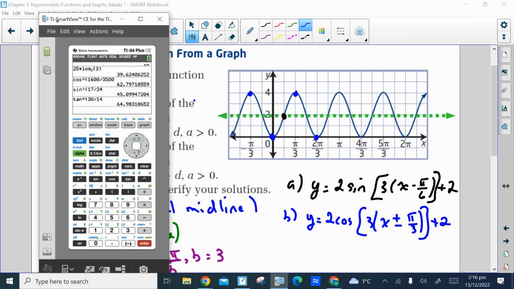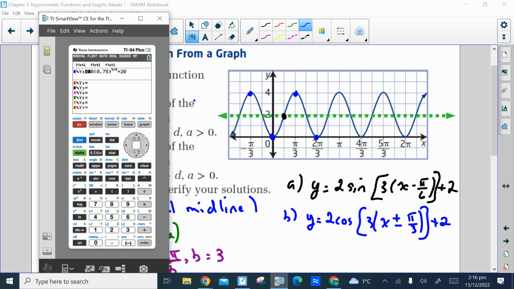Then it says you can use your calculator to verify our solutions. So we'll put our two equations in there. 2 sine 3, open another bracket for x minus, and I'll have to open another bracket for pi on 6. So close the bracket on the pi on 6, close the bracket on the x minus pi on 6, and close the bracket on the 3 bracket x minus pi on 6. And then we have plus 2 on the end.